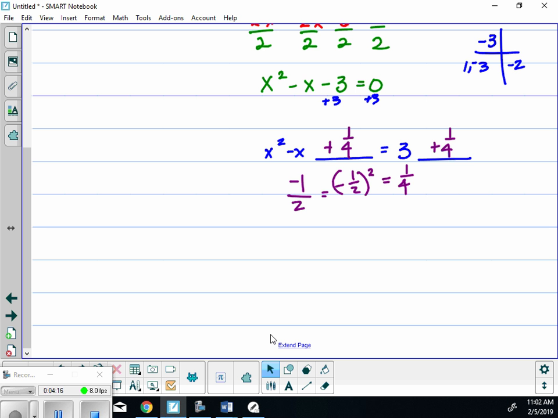So now I can factor the left-hand side into x minus 1/2 squared equals 3 plus 1/4. So 3 and 1/4, but we want to write that as an improper fraction. So 3 times 4 is 12, plus 1 is 13. So I get 13/4.